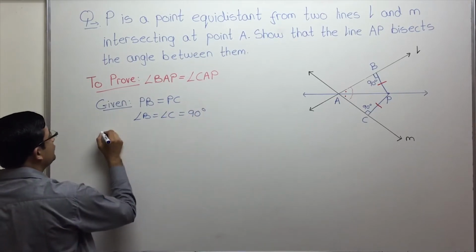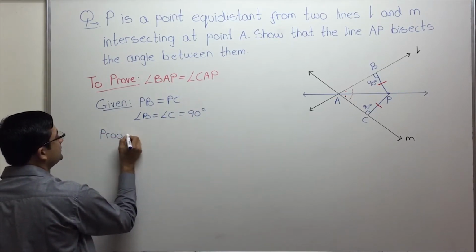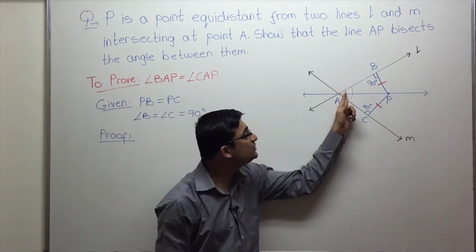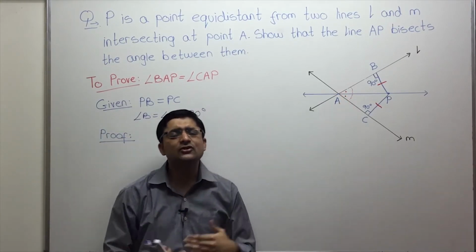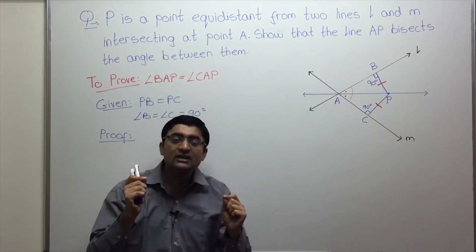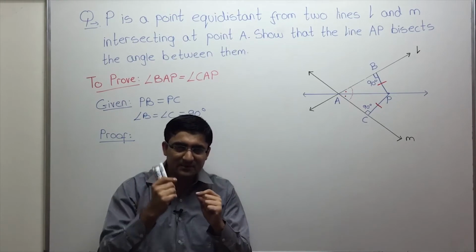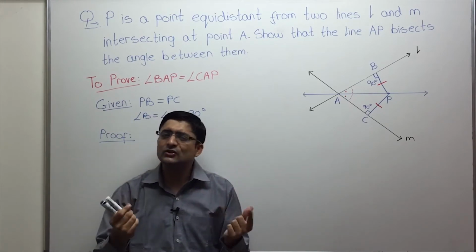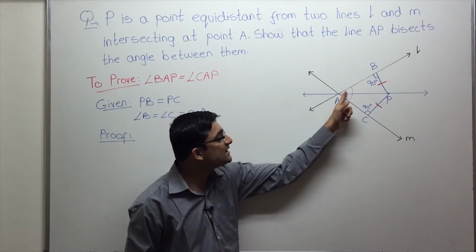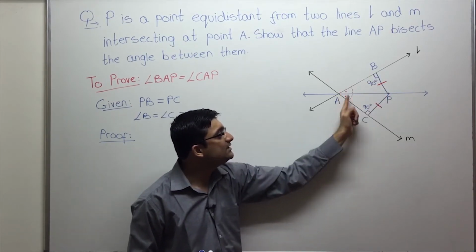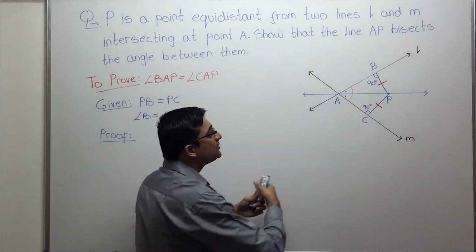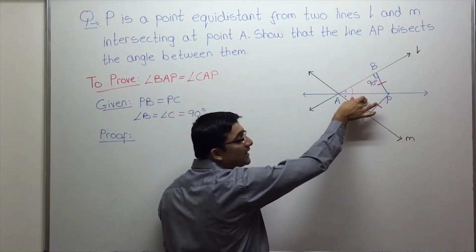Now let's begin with the proof. See, what do we have to do? We have to show these two angles to be equal. Whenever we want to show two sides to be equal or two angles to be equal, what do we do? Identify two triangles which have these as their parts, show them to be congruent, and you'll get these two things as equal by CPCT. Which is the triangle which has this as an angle? Triangle BPA. Similarly, which is the triangle which has this as an angle? Triangle CPA.